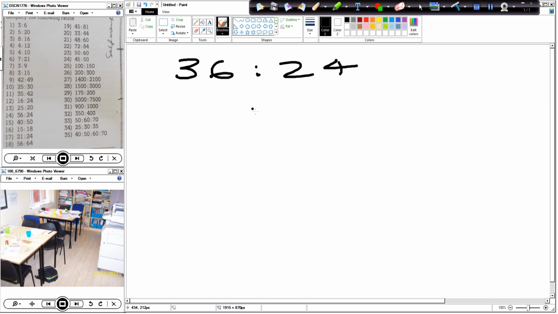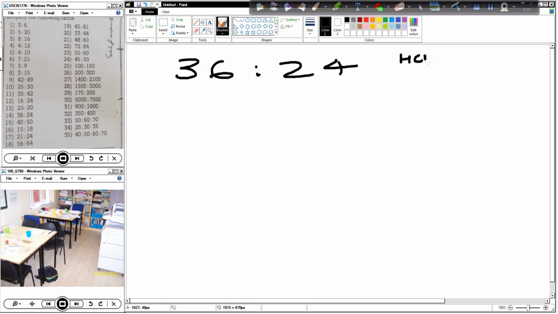Okay, 36:24 is the next question that we need to simplify. Now in this particular question, we can look at the highest common factor of these two numbers. Now 36 and 24 are both in which times table? They're both in the 12 times table. So 12 actually is the highest common factor. 6 is not the highest common factor. We're looking for the biggest number to divide by.